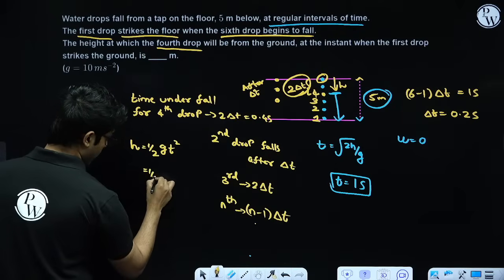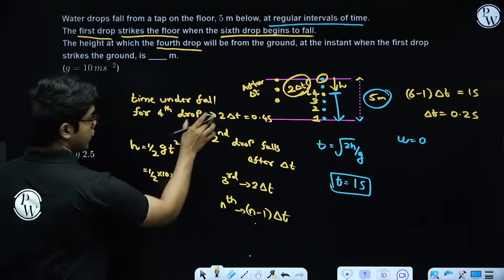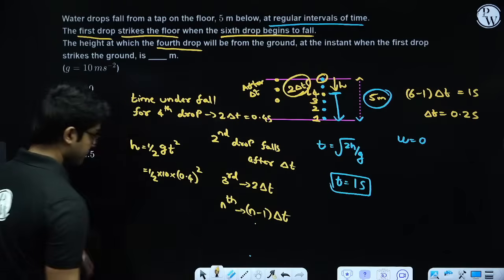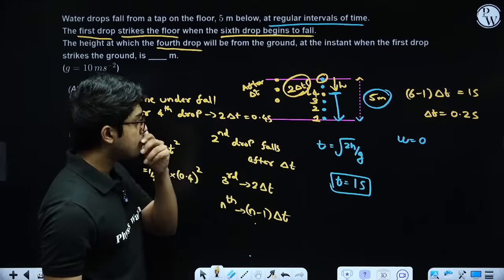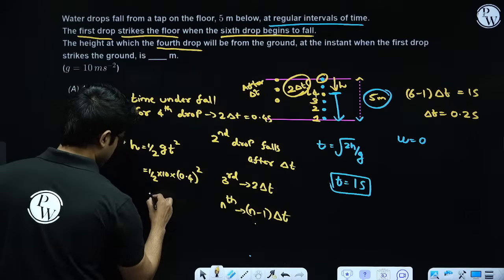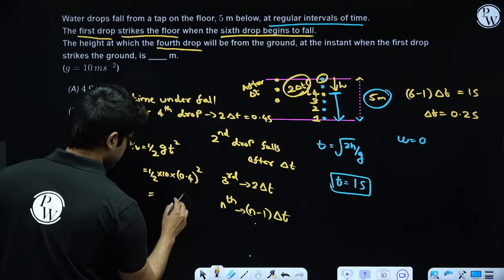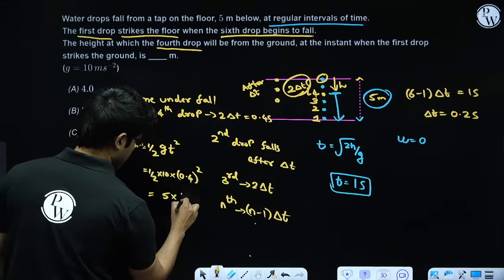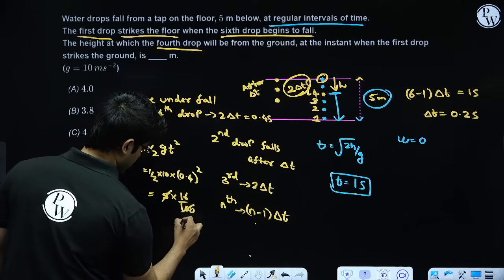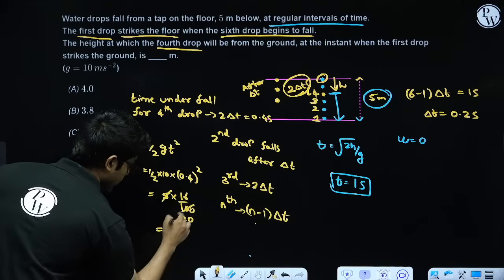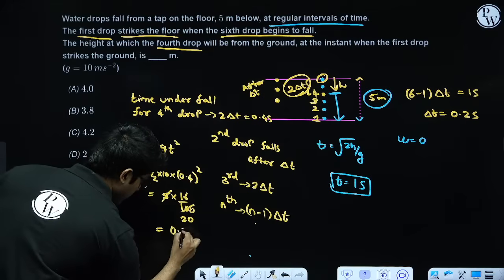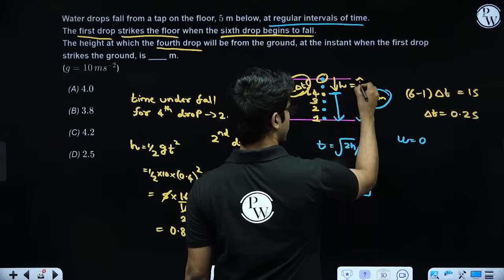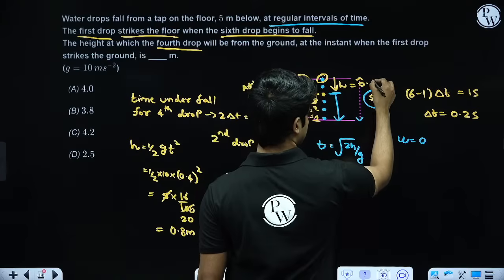Now let's substitute, so half times 10. The time taken is 0.4, so 0.4 squared. So 5 times 16 by 100, so this will become 20, and this is going to be 1.6 by 2, which is 0.8 meters. Okay, so the fourth drop is actually at a depth of 0.8 meters from the top.